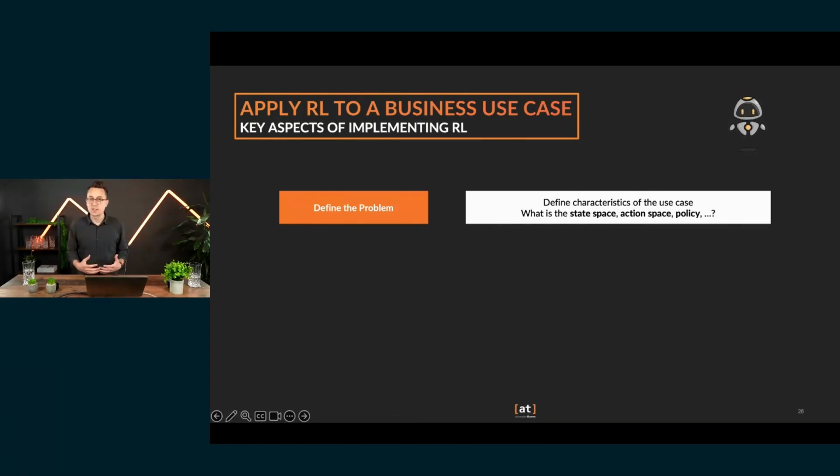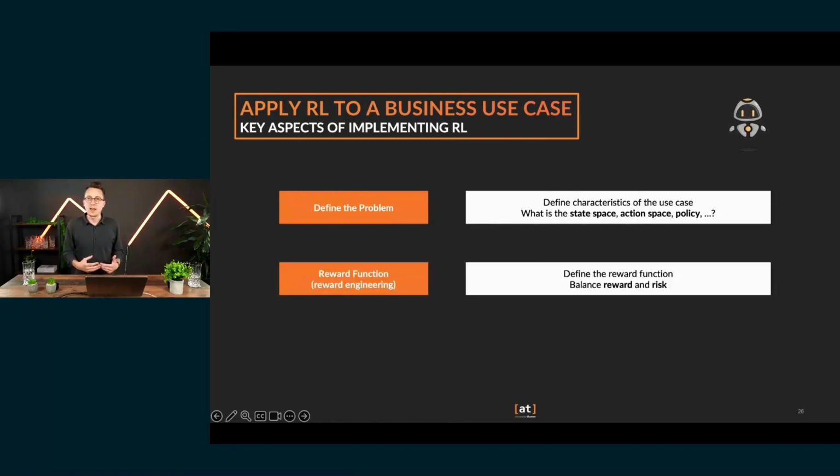So in terms of key aspects of implementing reinforcement learning, we would usually start with defining the problem or defining the characteristics of our reinforcement learning problem. And that usually comes down to defining what is your state space, what is your action space, and what is the policy that can be learned or optimized. So those are the different pieces that you already saw in Brijesh's part in the beginning.